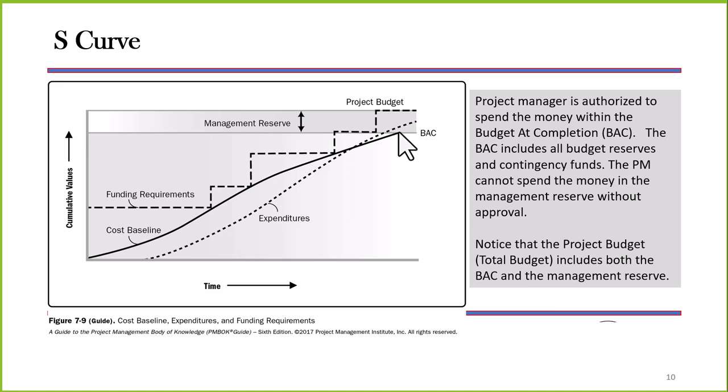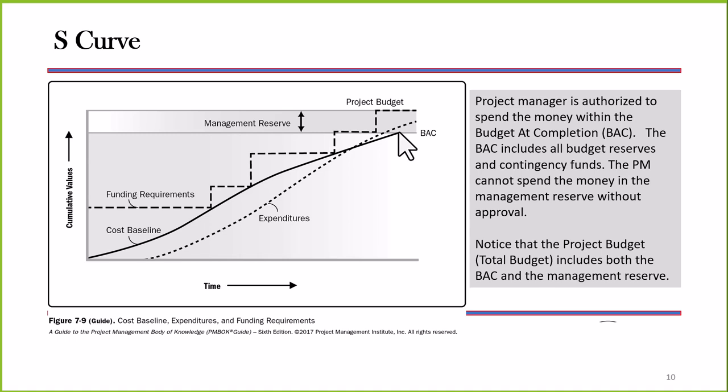But what we see in this S-curve is we have exceeded the BAC, and we are now having to draw from the management reserve. Now, the management reserve is normally reserve money that management has set aside should cost overruns occur.